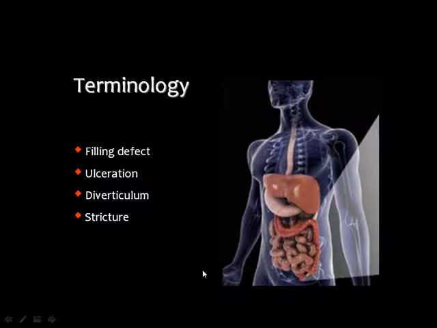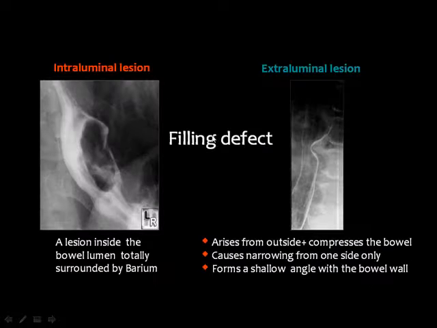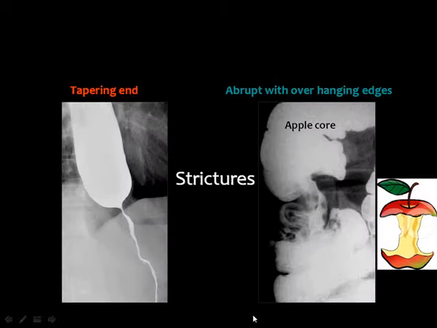Then we have four main lesions in the gastrointestinal tract. The first one is known as the filling defect, the second one is known as ulcer, the third is the diverticulum, and the fourth is the stricture. By filling defect, we mean that we have a lesion inside the lumen of a part of the gastrointestinal tract, and this lesion prevents barium from accumulating in this area. Then we call this an intraluminal filling defect. Also, some extraluminal lesions can impress or compress the bowel from outside, producing this extrinsic compression.